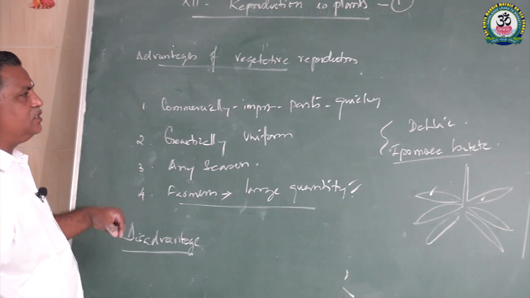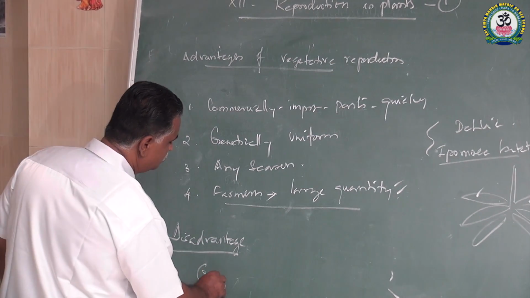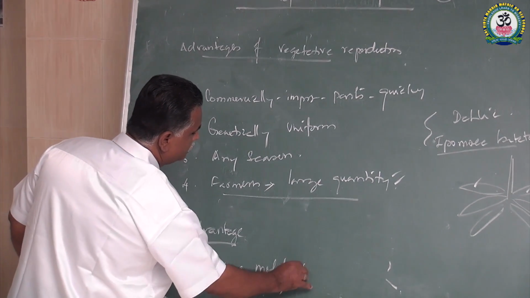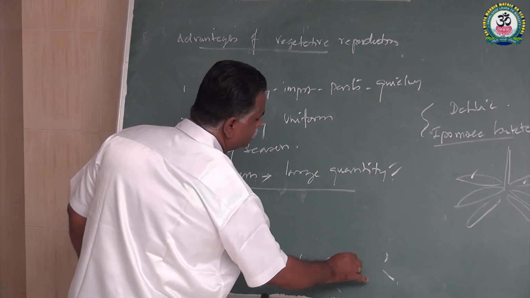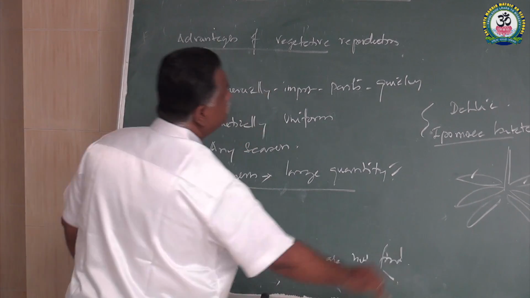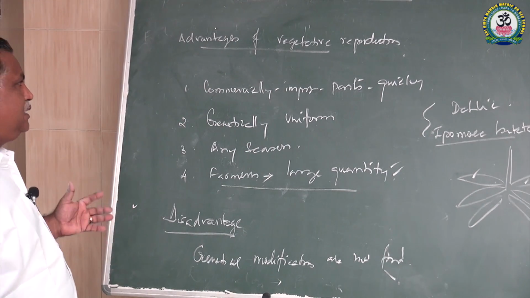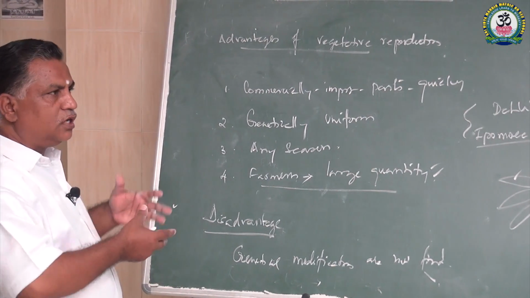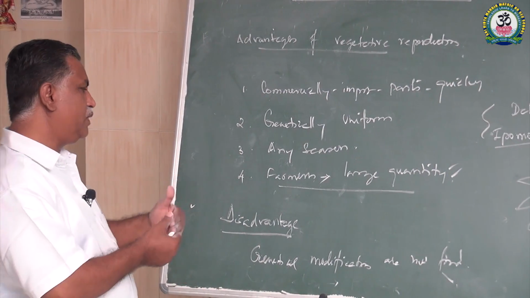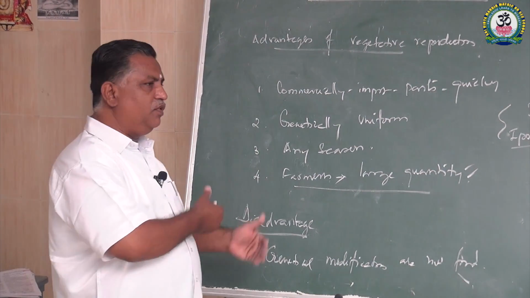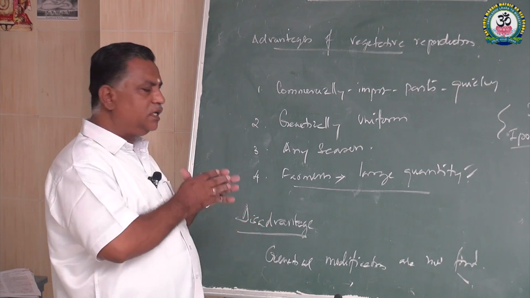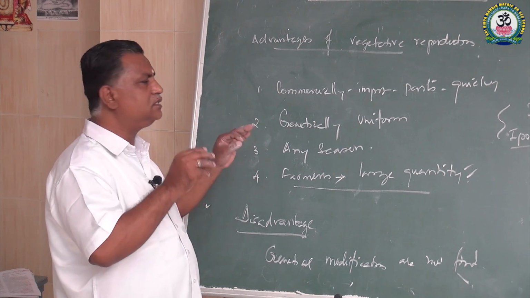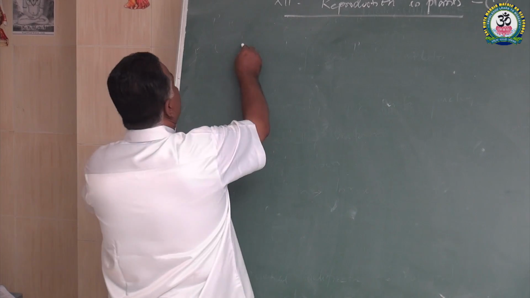And the only disadvantage in this is that genetic modifications are not found. As the organs are involved in the propagation, there is no chance for gametogenesis, fusion of gametes, and variation, etc. So there are no genetic variations in these types of plants. They are all plants with the same genetic setup. So that's over.